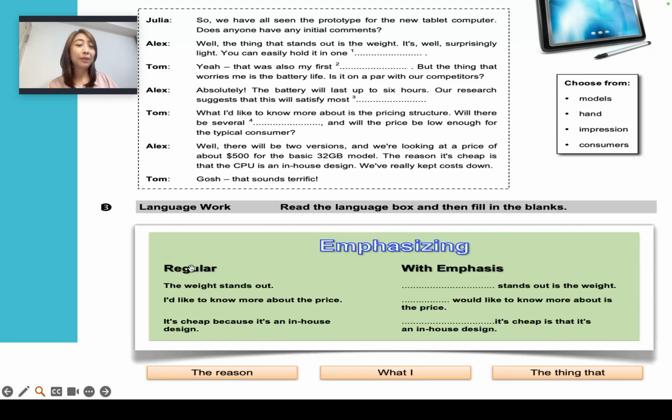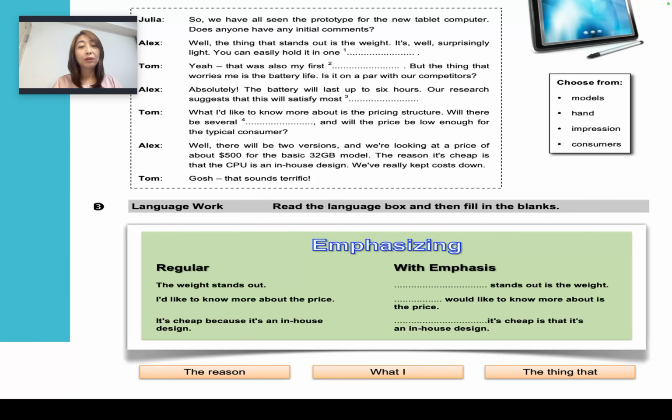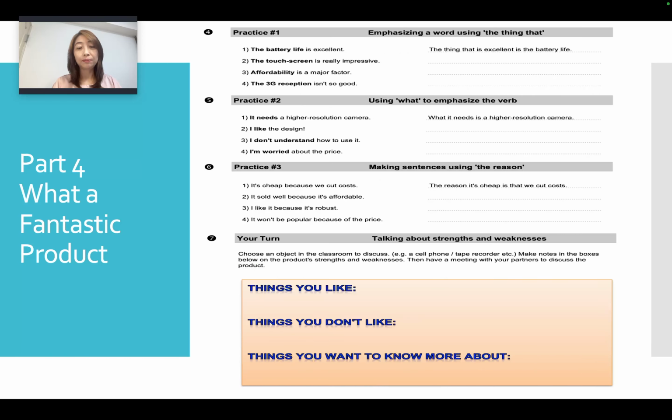We'll also teach you how to emphasize. For example, sometimes we just say, oh, the weight stands out. A little bit boring. So to attract people's attention, we emphasize the sentence. You can say, the thing that stands out is the weight. So we learn more about how to emphasize the sentence, and also we'll practice more here.